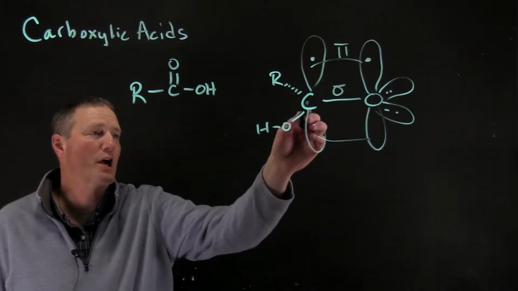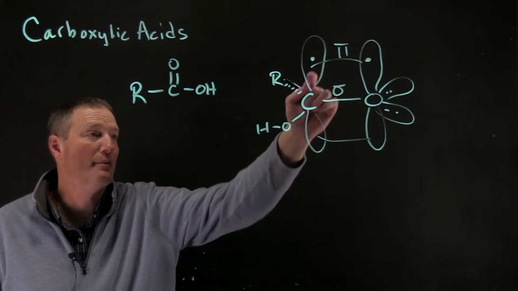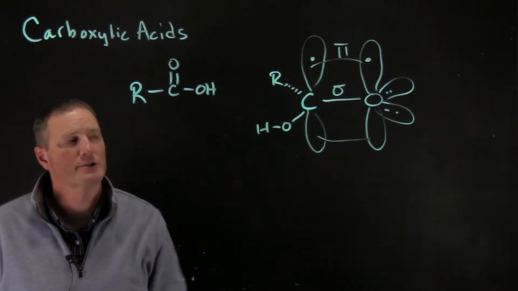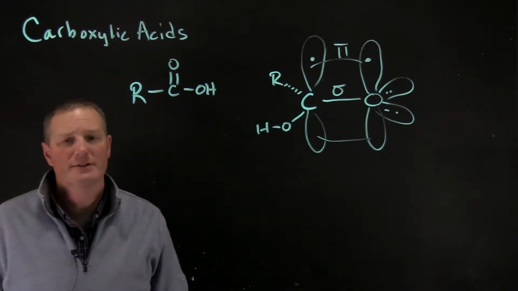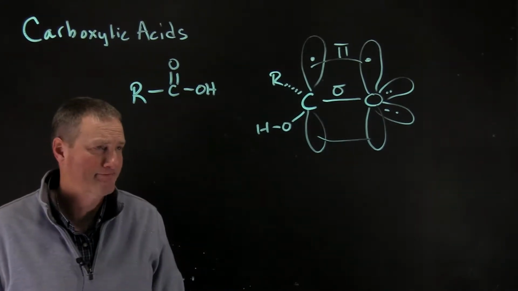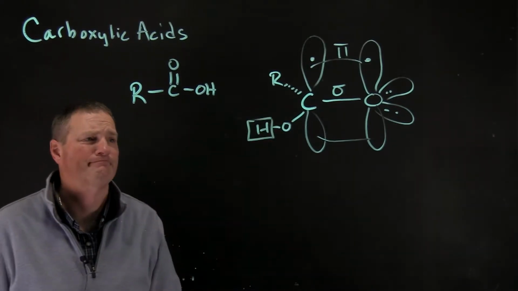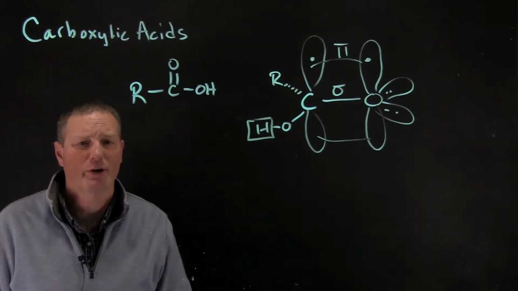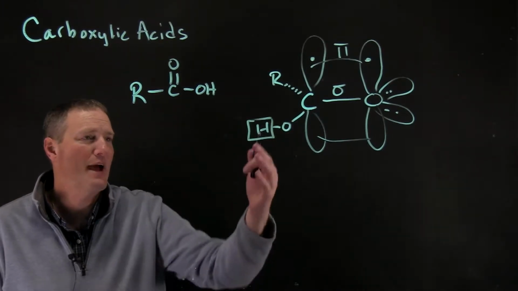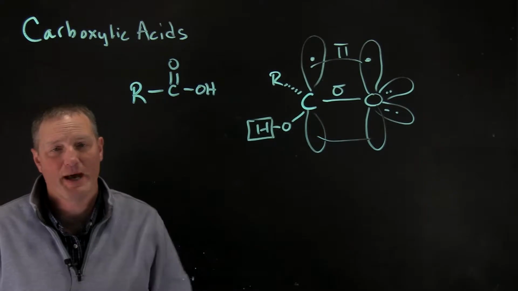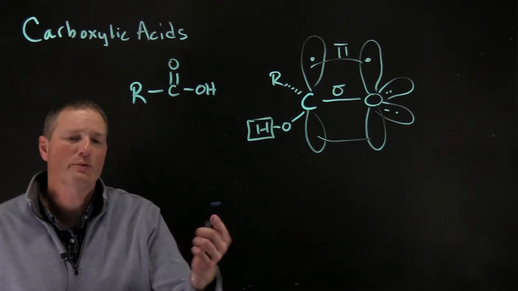All right, so this is the carbonyl carbon. There's the double bond, the sigma and the pi bond. And then we have this OH group attached. Now, one of the really interesting things about carboxylic acids is that this is an acidic proton. All right, and let's actually take a look at why that is. It actually has to do with the fact that this OH group is right next to this pi system, this pi bond.